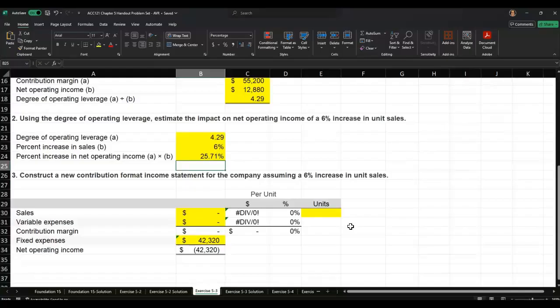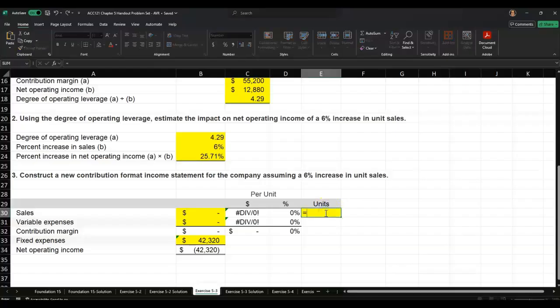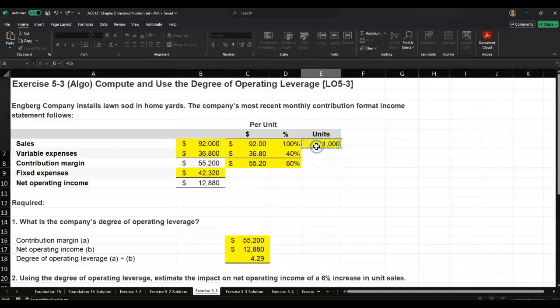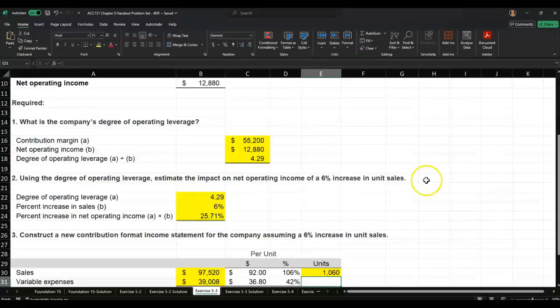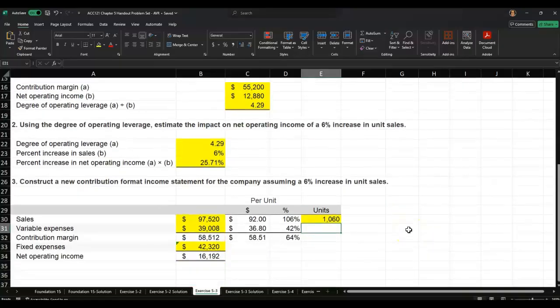All right, number 3. It says, construct a new contribution format income statement for the company, assuming a 6% increase in unit sales. Well, all I'm going to do is come down here to the units, hit the equal sign, come up here and pick up that 1,000, and simply multiply by 1.06. So that gets me to my 1,060 units. The sales price per unit hasn't changed. The variable expenses have not changed. The fixed expenses have not changed. That was satisfying, seeing it all go out immediately.